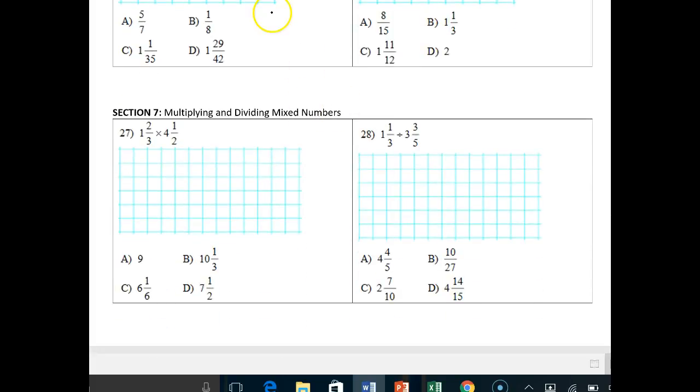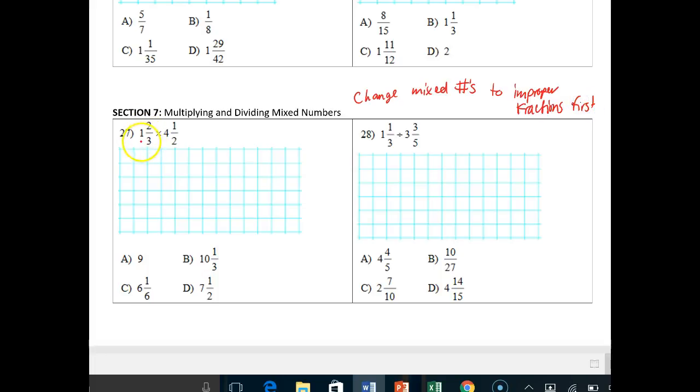Multiplying and dividing mixed numbers. Remember to change mixed numbers to improper fractions first.